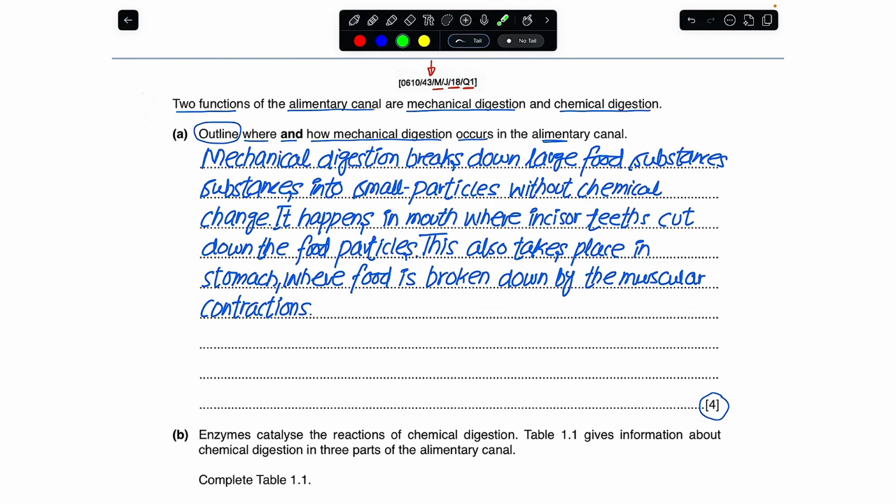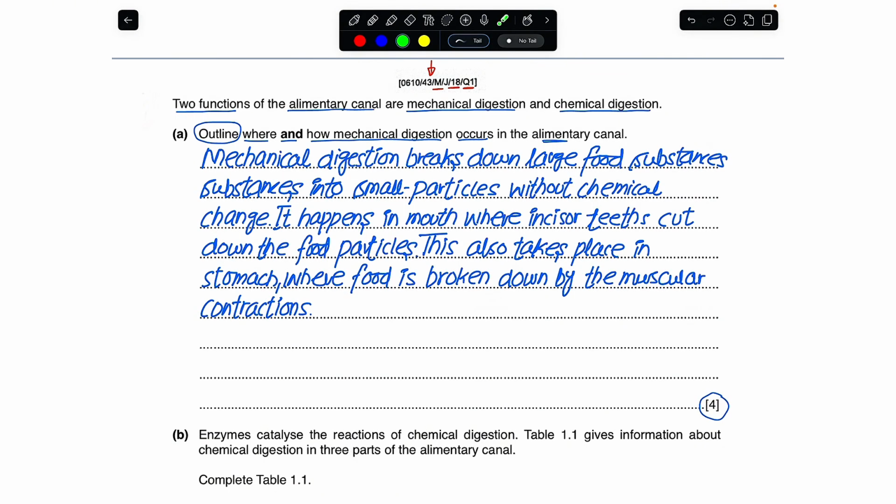As far as where this is happening, we know that this would happen within the mouth, where we have got multiple types of teeth. We have incisors, canines, premolars and the molars, and they grind the food, they cut the food, they tear the food, ultimately breaking it down into smaller particles. The other place where mechanical digestion happens is within the stomach, because we know the stomach is a muscular bag and it has got stronger muscles in its wall. When those muscles simultaneously contract and relax, that again would be breaking down the large food molecules into smaller ones, and that too physically.